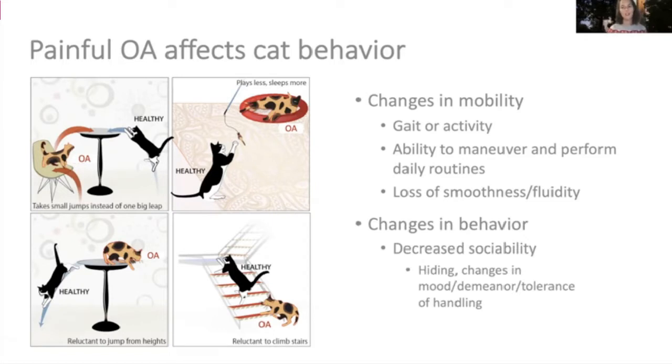And then we may see changes in their behavior, so decreased sociability, hiding, changes in their mood, their demeanor, and their tolerance of handling. So I'm going to show you a video of a cat and some of the behaviors that we see. And I want you to be thinking about, what do you see in this cat in this interaction?